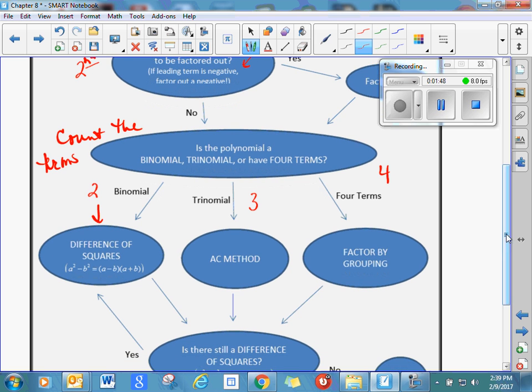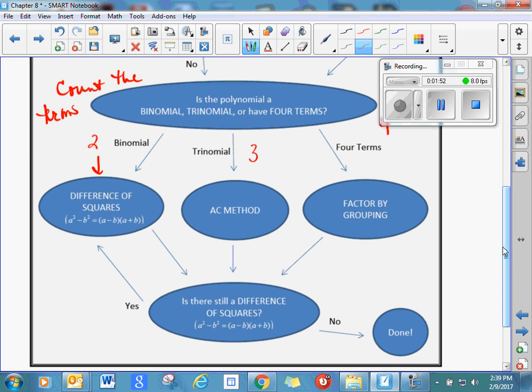Once you do all of that, you're not quite finished because you've got to go back and look and see, do I still have a difference of two squares in there somewhere after I've done one of these methods? And if you do, then you've got to go back up and come back down again and keep looking until you are satisfied that there is no more factoring that you can do, and then you're done.